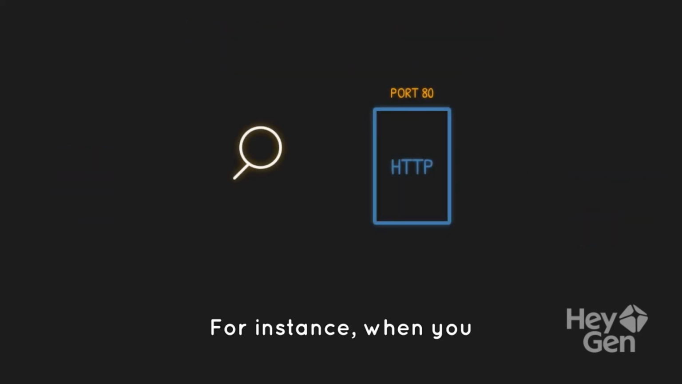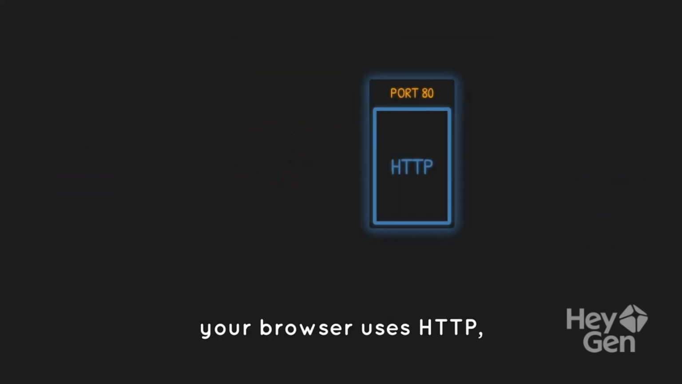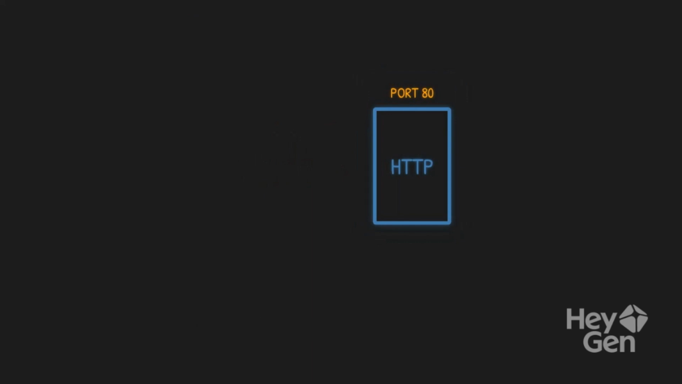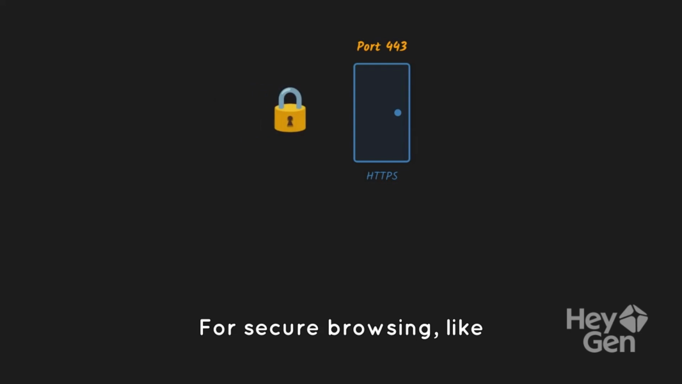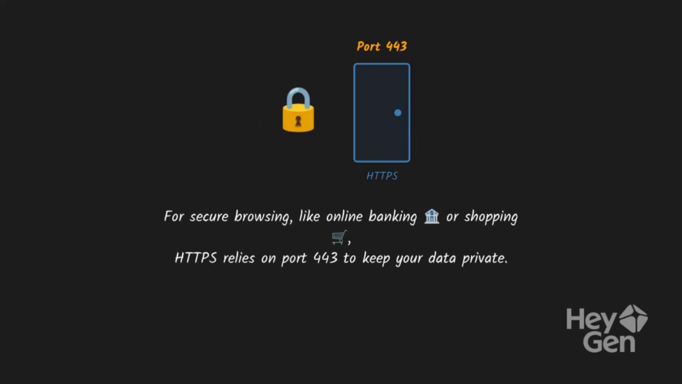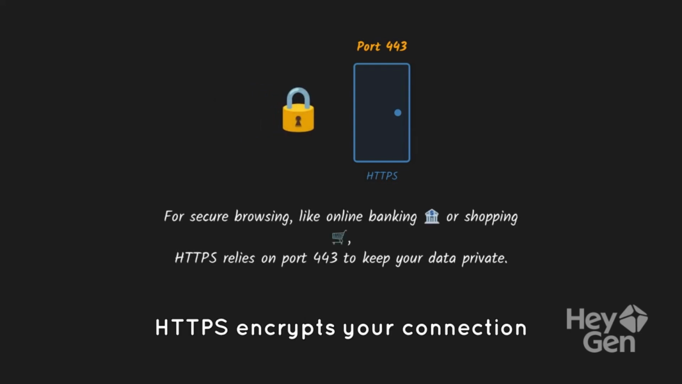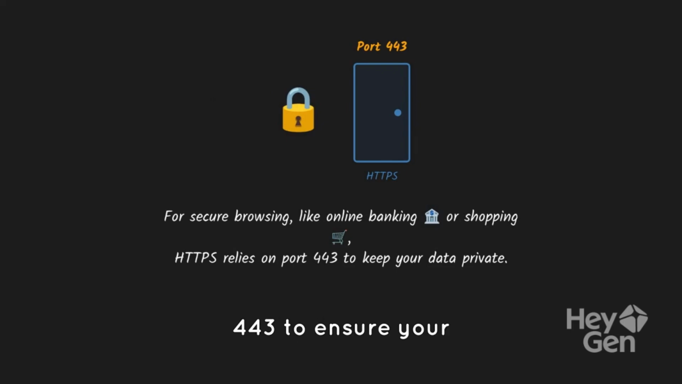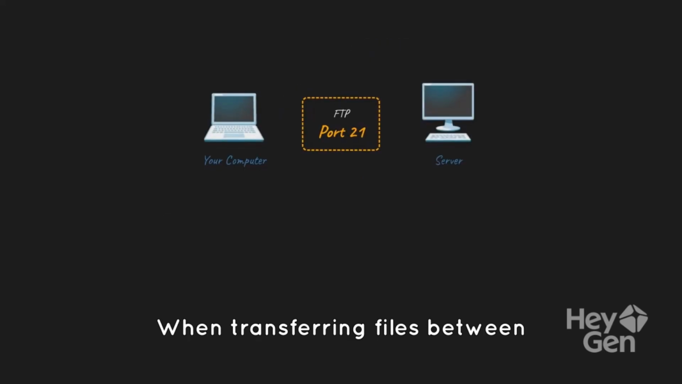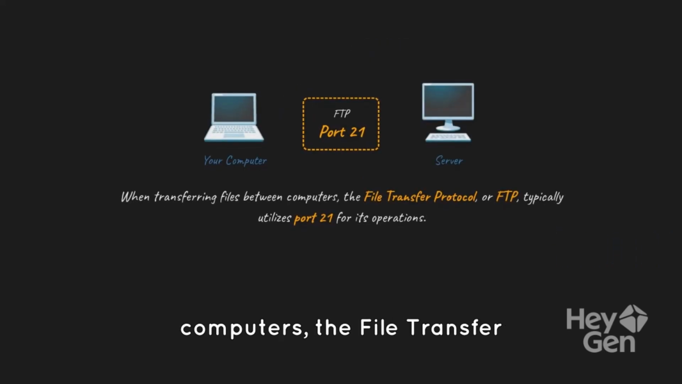For instance, when you access a standard website, your browser uses HTTP, which universally communicates through port 80. For secure browsing, like online banking or shopping, HTTPS encrypts your connection and relies on port 443 to ensure your data remains private. When transferring files between computers, the File Transfer Protocol, or FTP, typically utilizes port 21 for its operations.